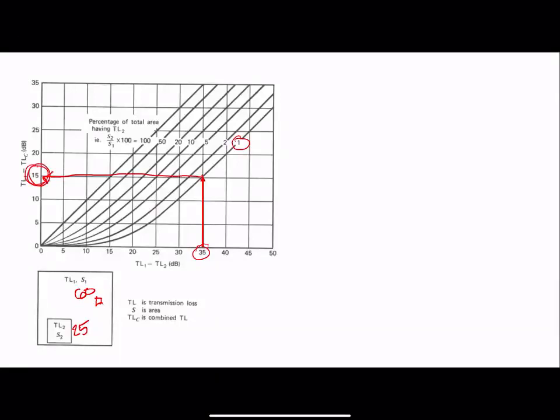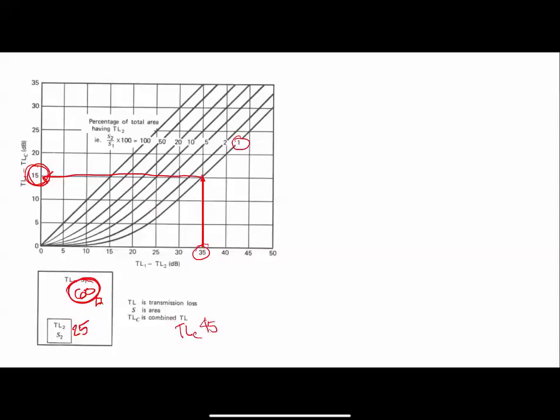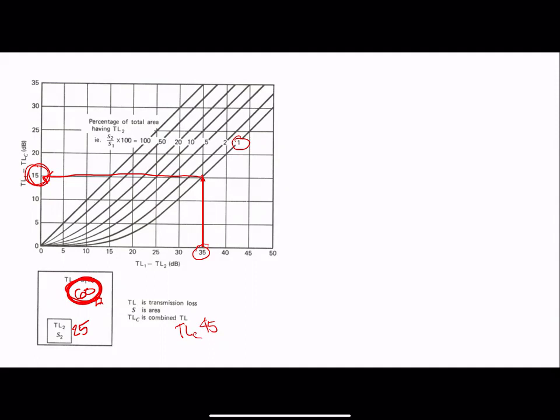But you see, even with 1%, we come over here and we get to 15. Now, what does that 15 mean? That means that we have to knock 15 points off our big number to see what the composite is. So our composite is going to be 45. Our transmission loss composite in this example is going to be 45. And you can see 45 is a long way from 60. And it's not that great. We knocked our 60 all the way down to 45 with just 1% of our window being glass.